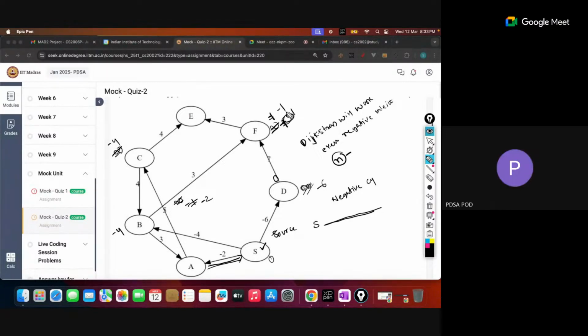Is it? Exactly. See, first time S to all, next time from the B to all, next time from the C. So then only optimized values are getting, no? Okay. Every time we don't run it from S. But S is having 3 adjacents. B is there. A is there. Is it right?